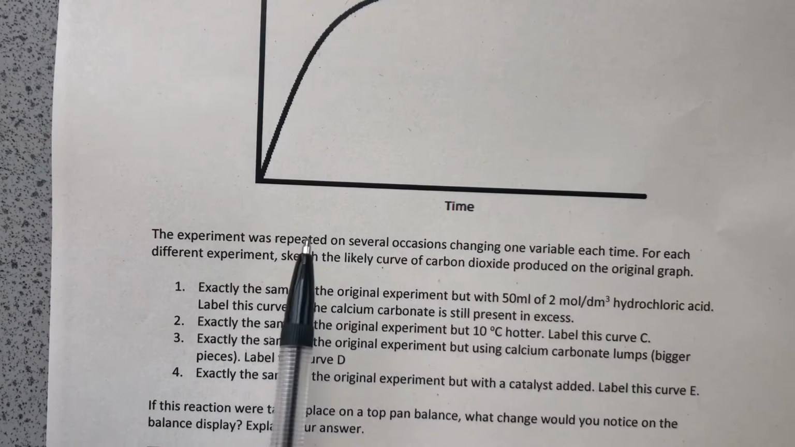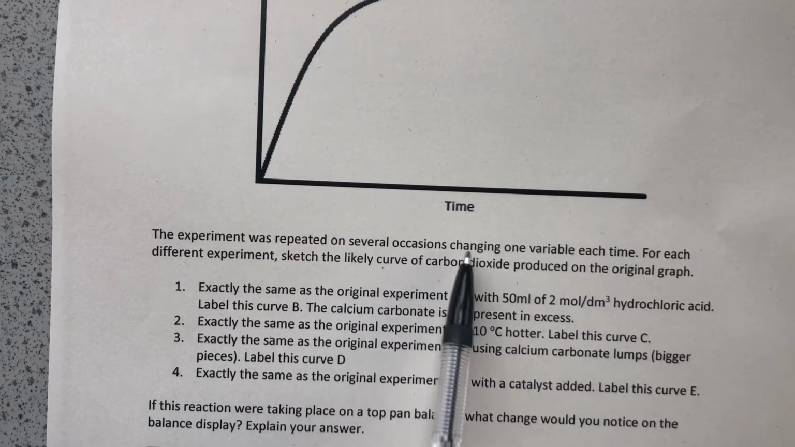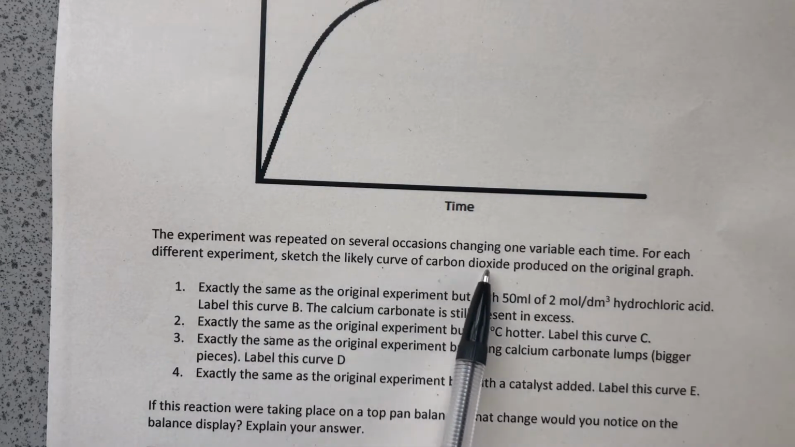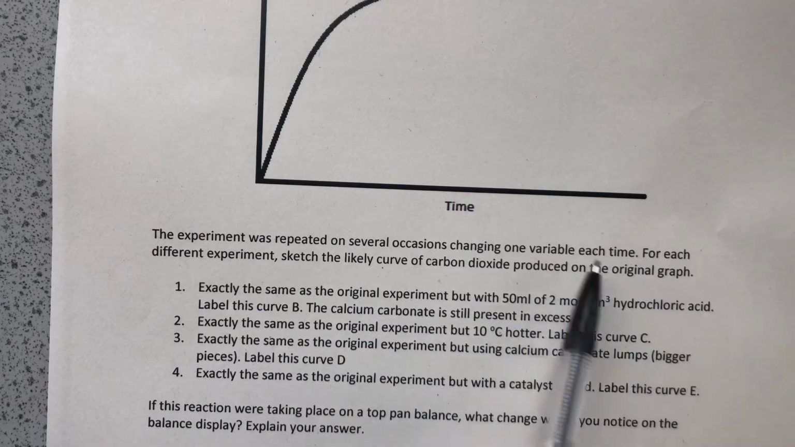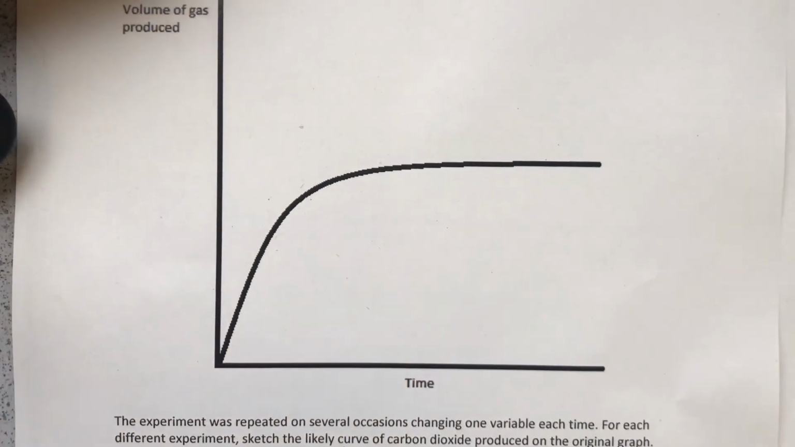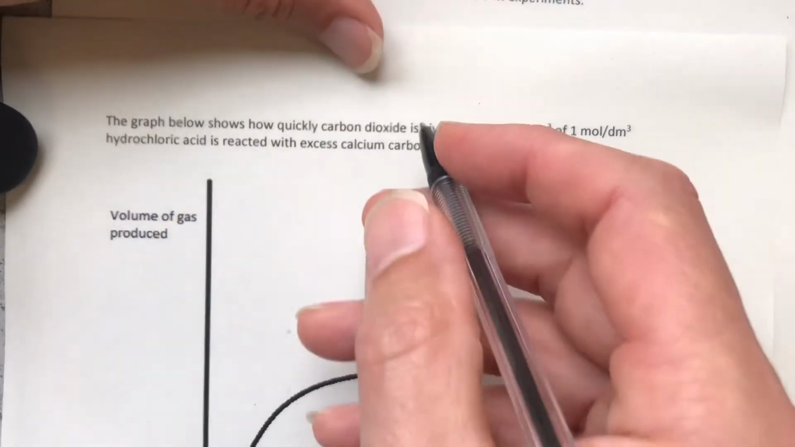Down here it says the experiment was repeated on several occasions, changing only one variable each time. For each different experiment, sketch the likely curve of carbon dioxide produced on the original graph. So we're going to sketch it on here. Now, to do this, we have to remember what needs to happen for a reaction to occur.